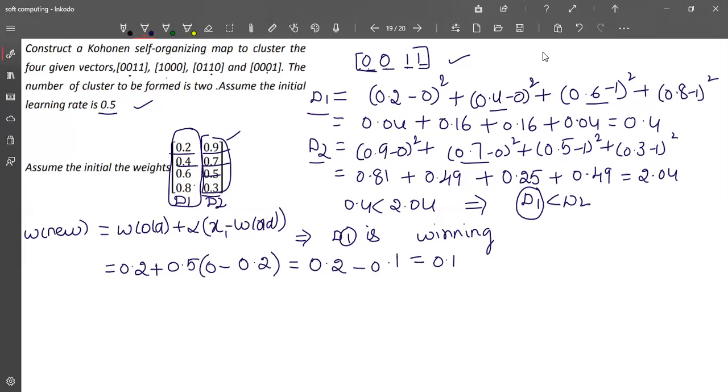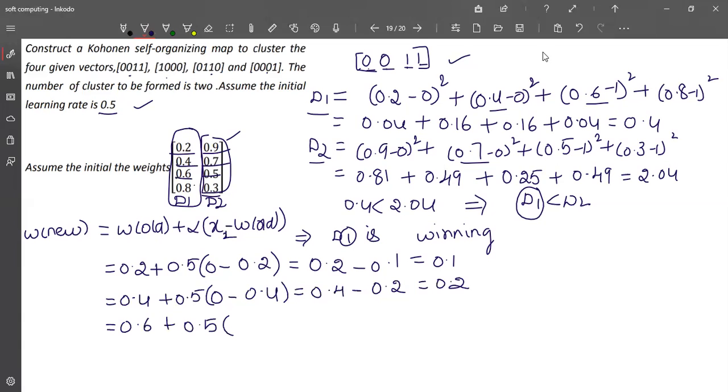So now let's update 0.4. Old weight is 0.4 plus our learning rate alpha of 0.5 and our x2, so 0 minus old weight 0.4. So this becomes 0.4 minus 0.2, so 0.2. And now let's update 0.6. Old weight is 0.6 plus our learning rate alpha 0.5 into, now we have to take x3, that is 1 minus our old weight 0.6. So now we will get 0.6 plus 0.5 times 0.4, that is 0.2. So this gives us 0.8.